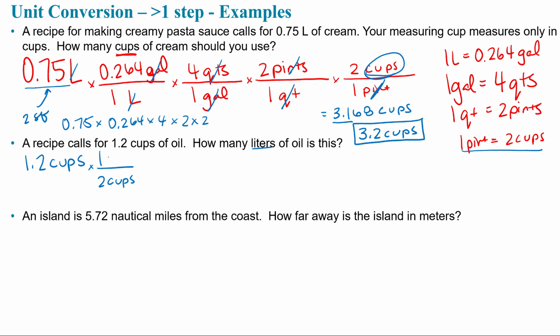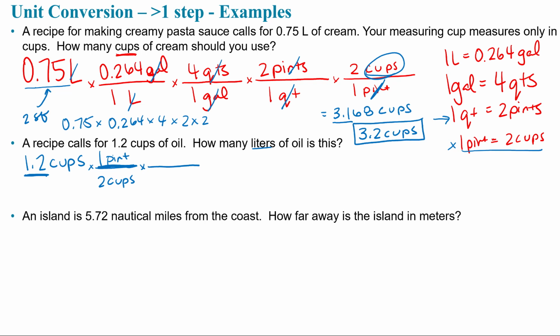And that is equal to 1 pint. Remember, the top and the bottom have to be equal to each other so that you're not changing the amount that you have. You're only changing the number because the unit is changing with it. All right, so now I have pints. I already used this one, so I don't want to use it again because that would just get me back to cups. So now I'm going to use this one.